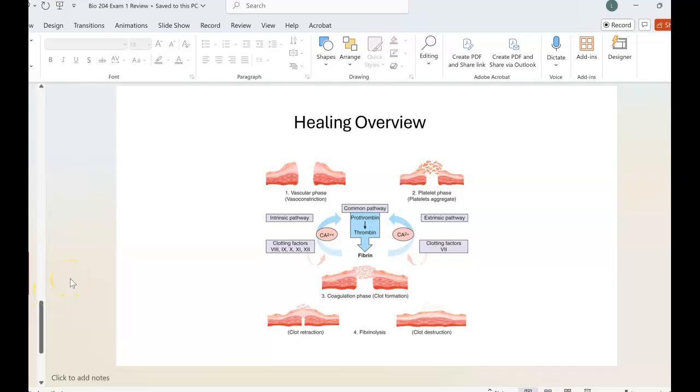Now, I'm not going to hold you to knowing the intrinsic and extrinsic pathways. However, you should know that common pathway. So we start with that factor 10, then we go to prothrombin, thrombin, and then we go to fibrin.